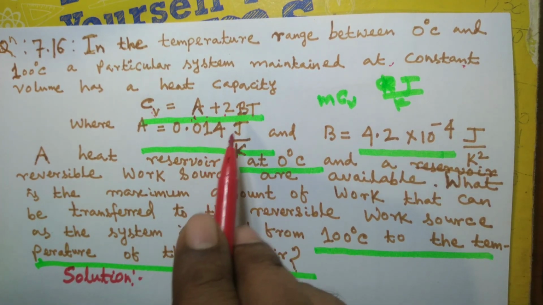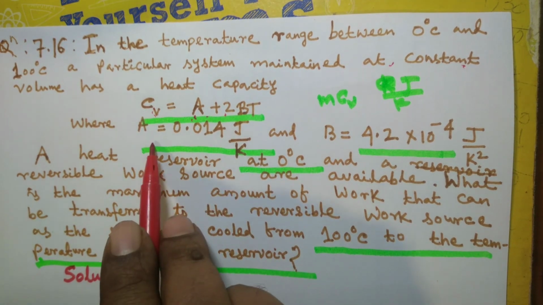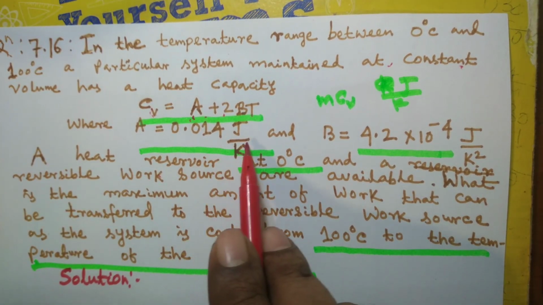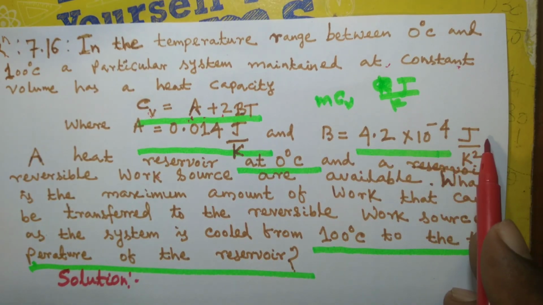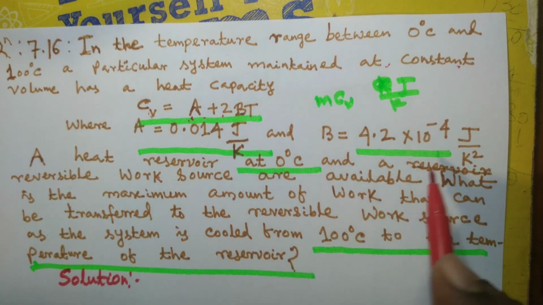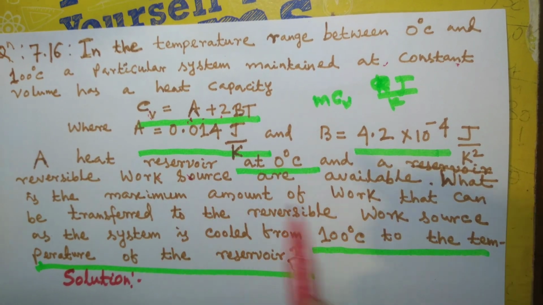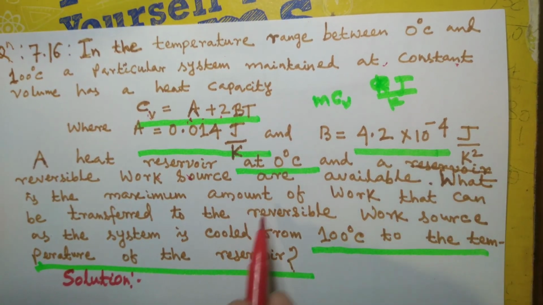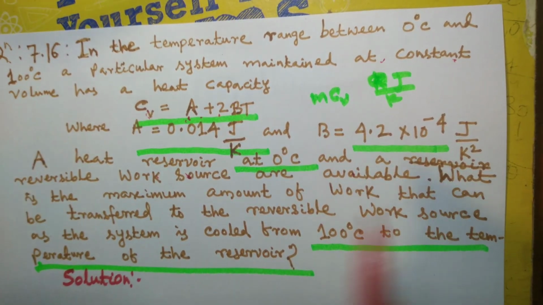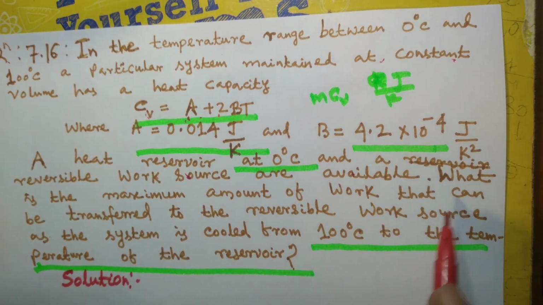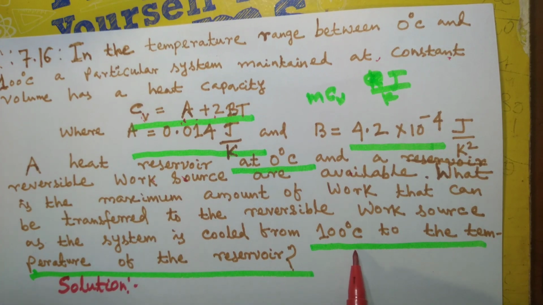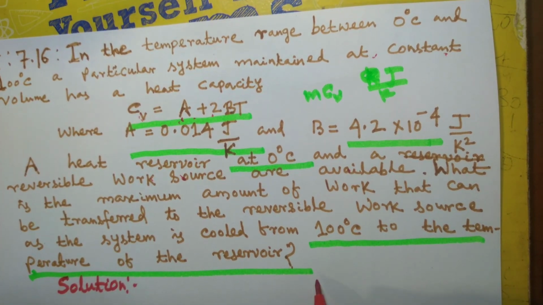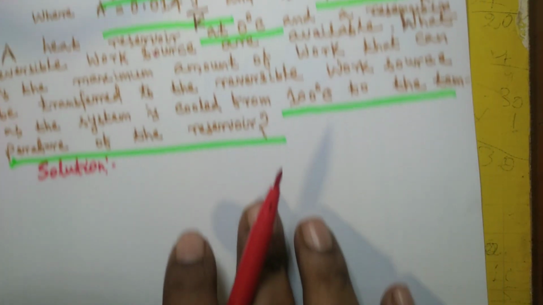So A plus 2B multiplied by T. The value of A is given 0.014 joule per Kelvin and B is 4.2 multiplied by 10 to the power minus 4 joule per Kelvin square. And a heat reservoir at 0 degrees Celsius and a reversible work source are available. What is the maximum amount of work that can be transferred to the reversible work source as the system is cooled from 100 degrees Celsius to the temperature of the reservoir?